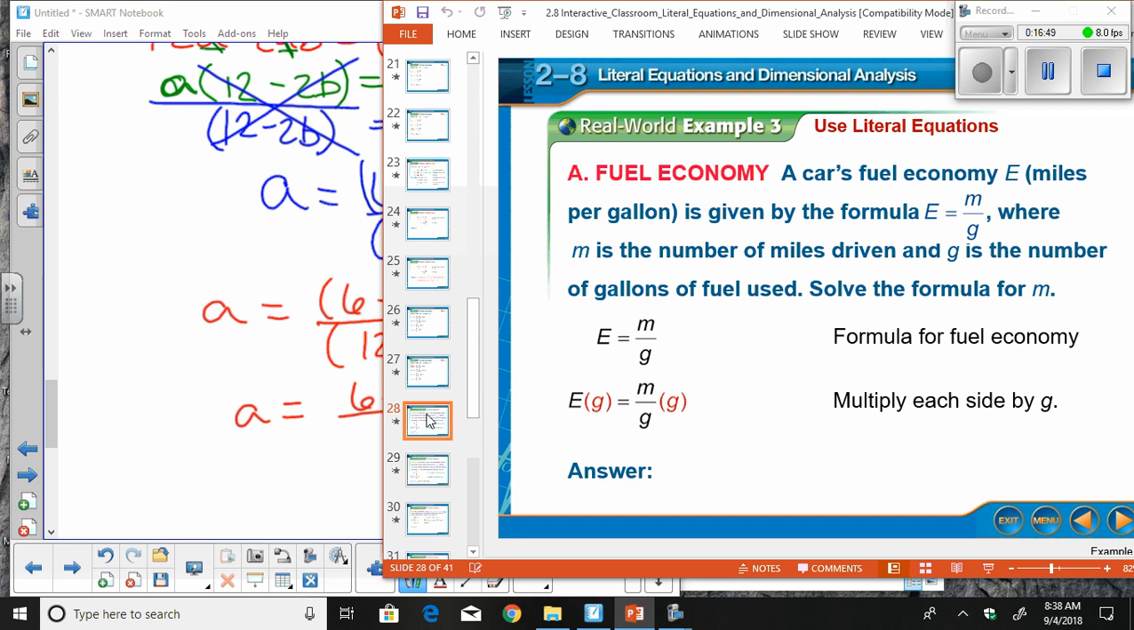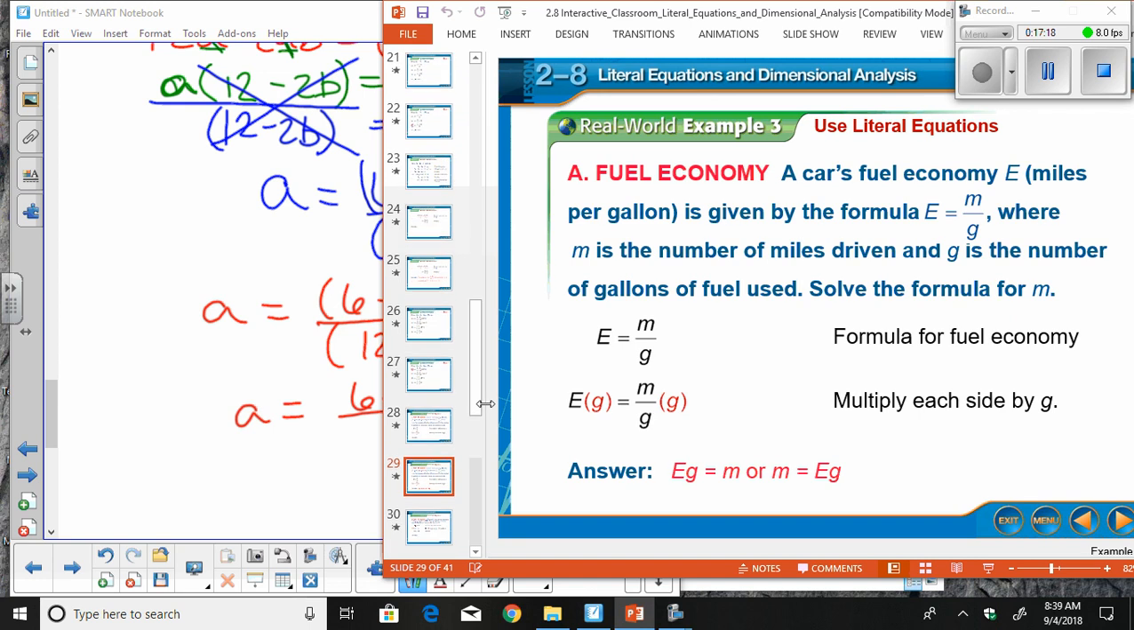Next, fuel economy. A car's fuel economy, E, miles per gallon, is given by the formula E equals m over g, where m is the number of miles driven and g is the number of gallons of fuel used. Solve the formula for m. So we find that formula again, we write it down. We want to solve for m. What's with the m is a g. What's the g doing to the m? It's dividing it. How do we get rid of the g? We multiply by g. And we get m equals E times g.